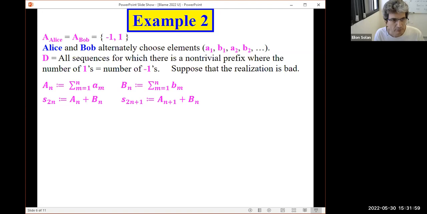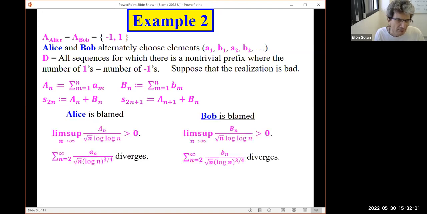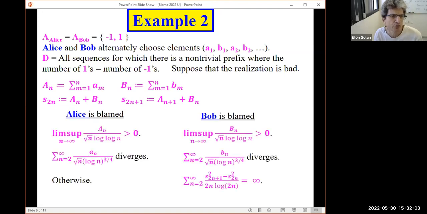It appears here. I will not dwell on it because it is some blame function. You need a bit of technical probabilistic arguments to show that indeed it works. And I hope that this slide convinces you that it is not a trivial blame function.